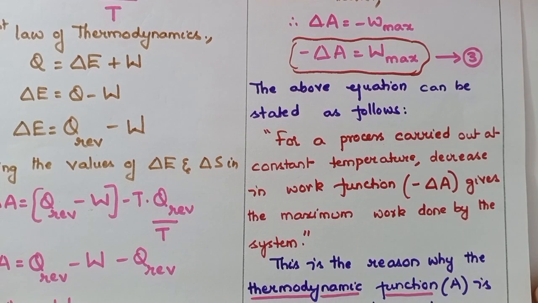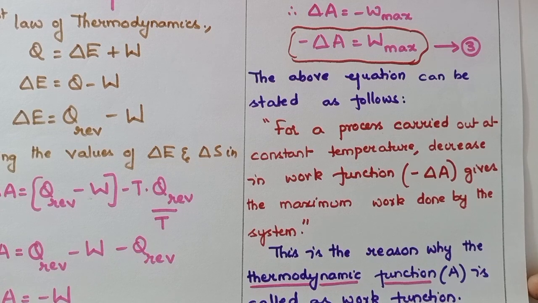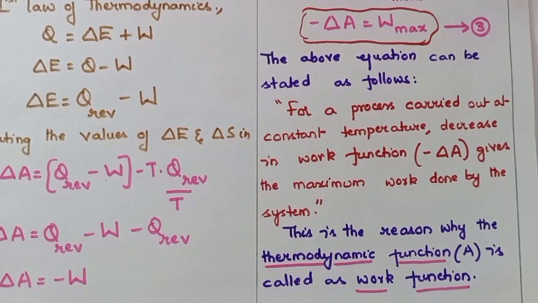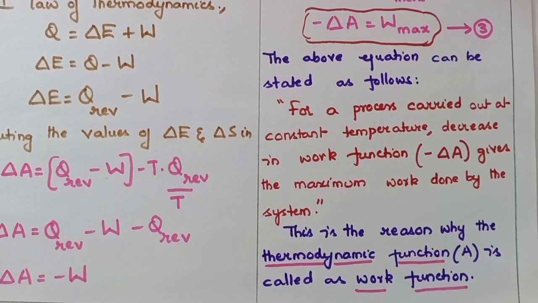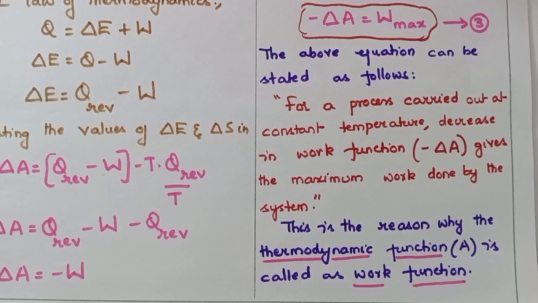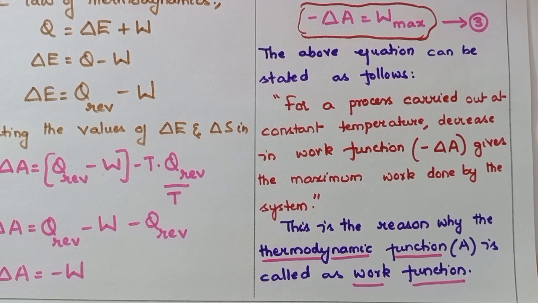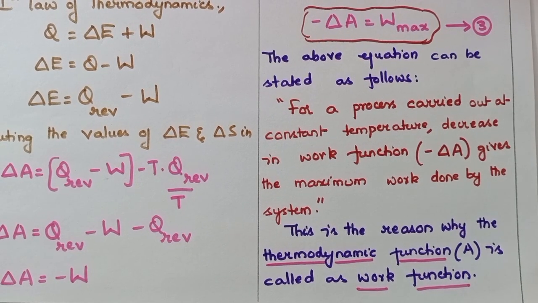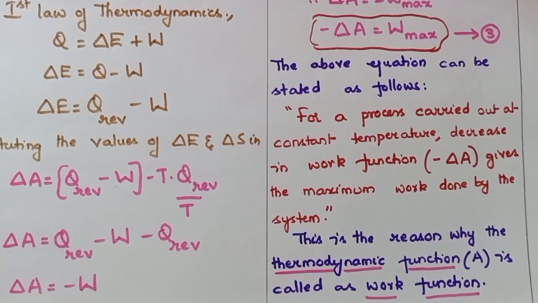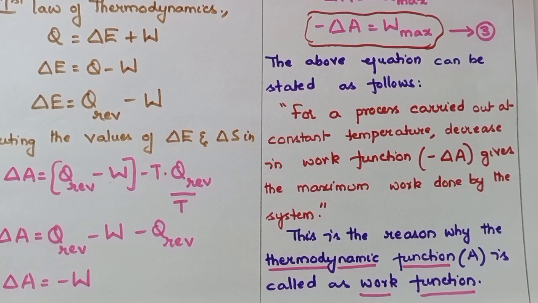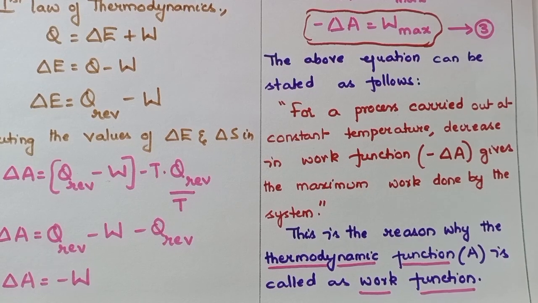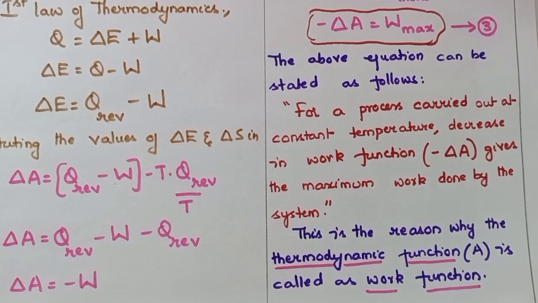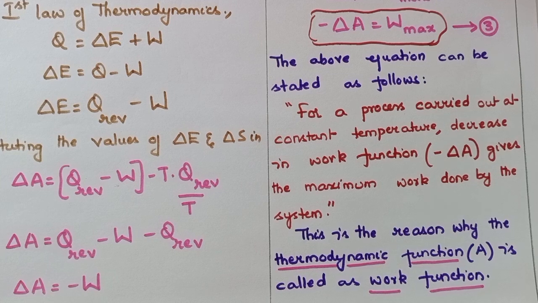Okay. So, this is the reason why thermodynamic function A is called the work function. Did you understand why it is called work function A? Because the decrease in work function gives us the maximum work done by the system. Hence, it is called the work function. Okay. So, this is the first thermodynamic quantity.